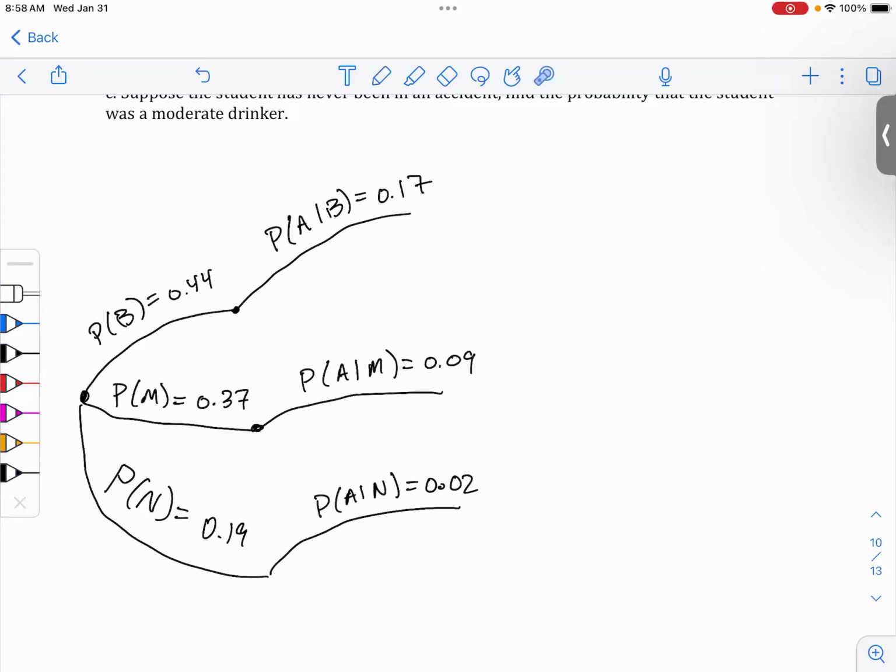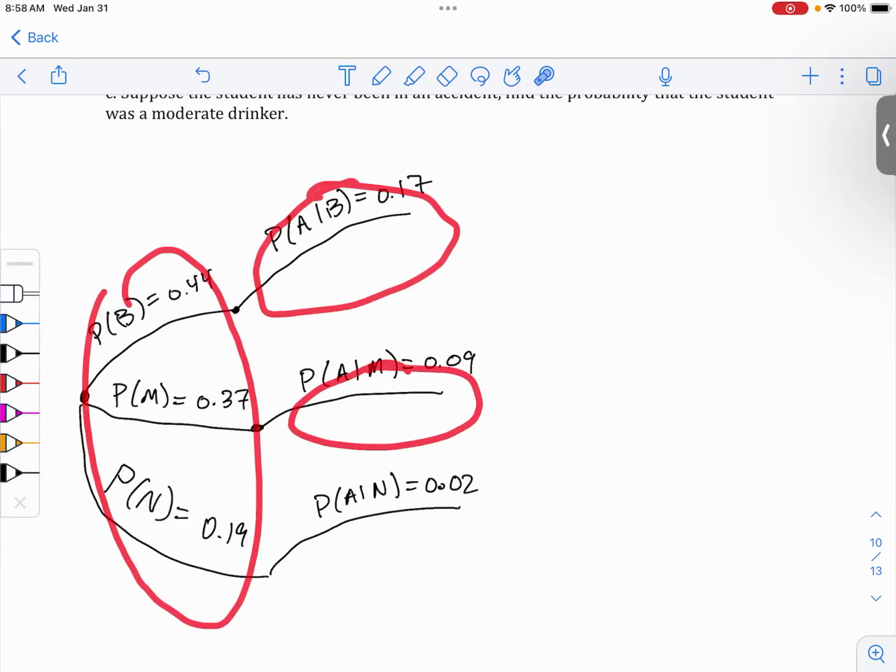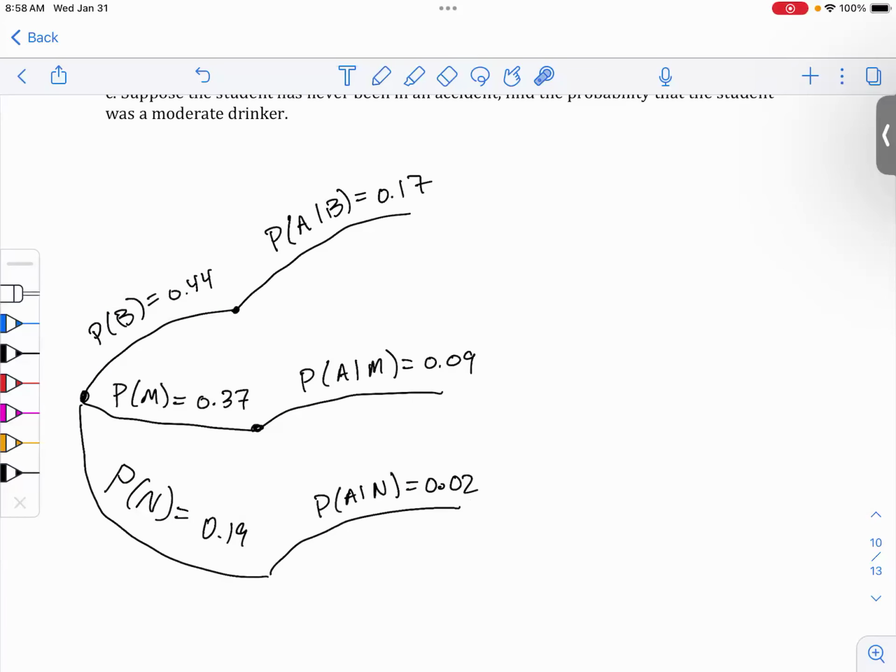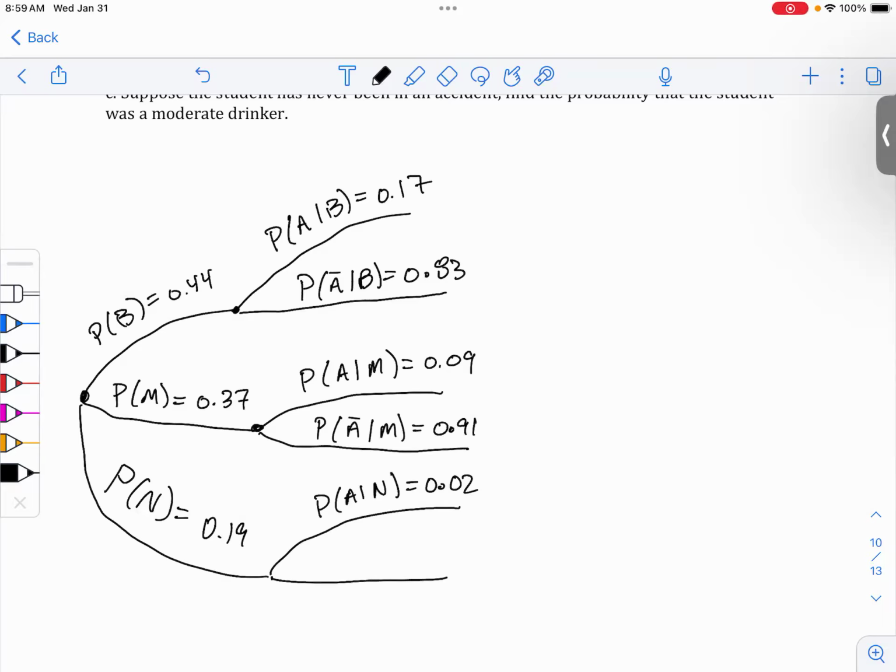Each set of branches sums to 100%. This one needs to be 100%, and this one, and this one. Each of those all need to be 100%. So I can do this just by using the complement. If that's 17, that makes this 83. Similarly, no accident given moderate drinking is 91%. And lastly, no accident given no drinking is 98%.